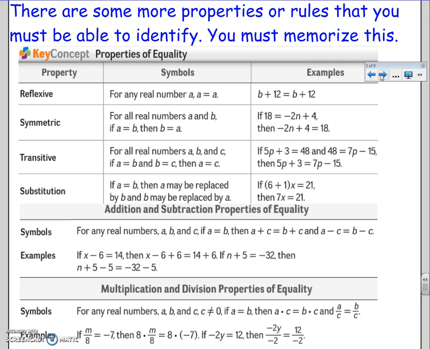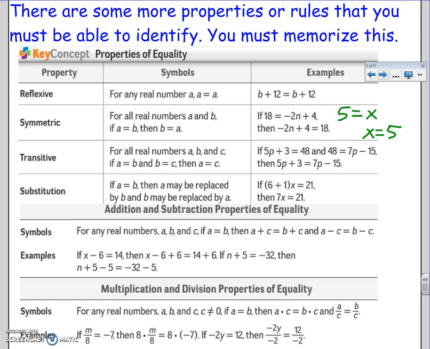Symmetric, you have A equals B, then B equals A. You can flip something around. Right here, the example, you have 18 equals negative 2n plus 4. Well, let's flip it. Negative 2n plus 4 equals 18. That's like saying in the past, if your teacher said, if you have 5 equals x, you can flip it and say x equals 5. That's symmetric property. So that first one becomes or turns into the second one.